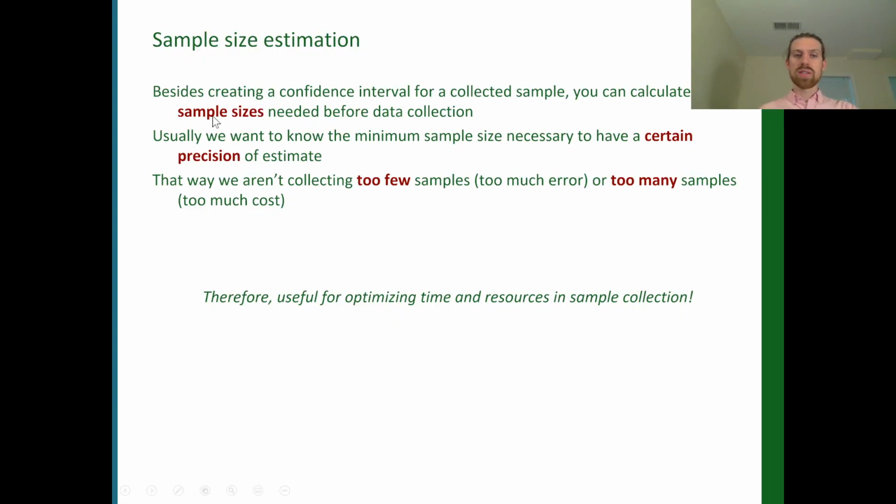Essentially, besides creating a confidence interval for a collected sample, we're able to calculate a priori, before we've actually started our sampling process, before everything has begun in our empirical experiment collection process, the sample sizes that we need to obtain for a certain confidence level. And this gives us certain precision within the estimates that we're going to make, which is always nice.